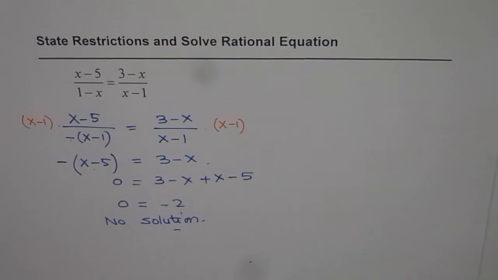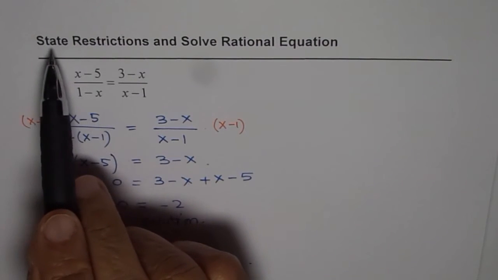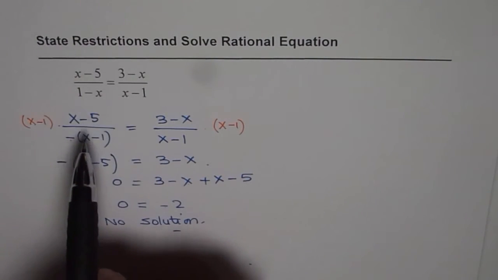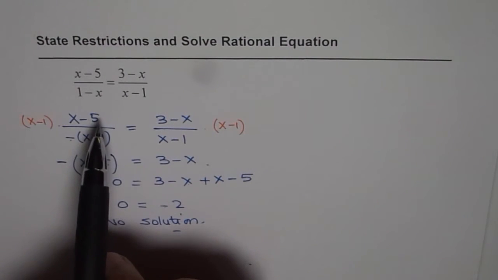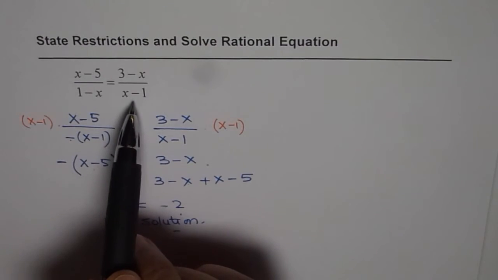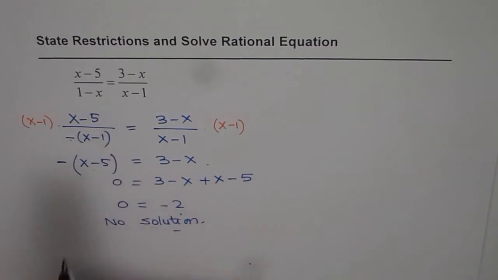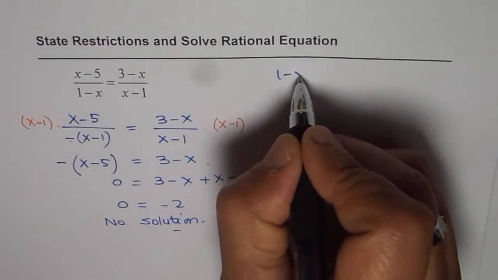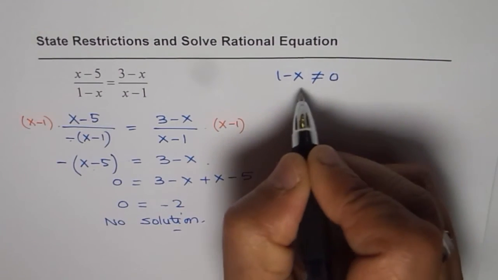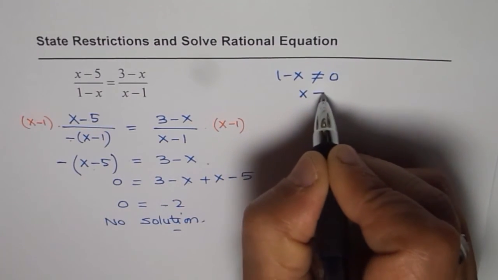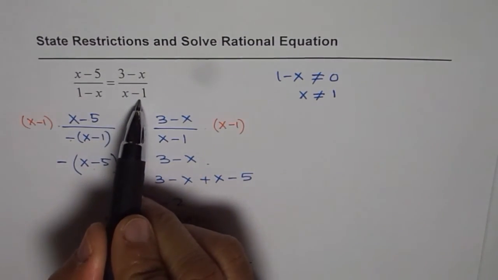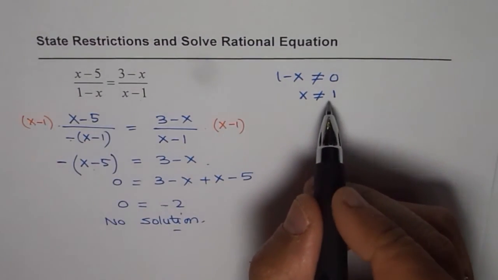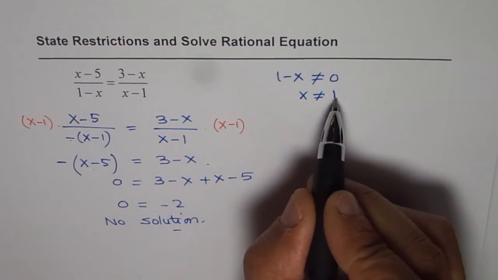That is one part. Now, the other part was to state restrictions. The values which make the denominator 0 are not allowed. They will make it undefined, and so they are called restrictions. So 1 minus x is not allowed to be 0. So the restriction here is that x is not equal to 1. Same is the case with the other denominator. So we have one restriction, that is x is not equal to 1.